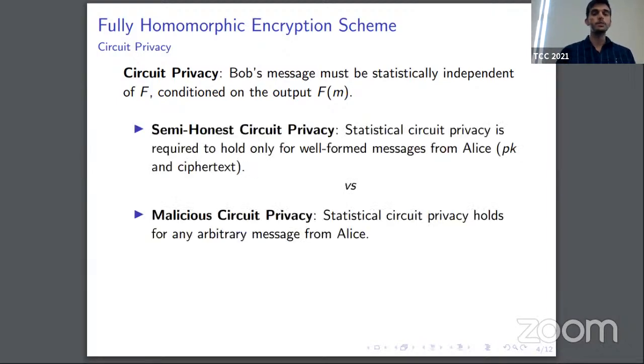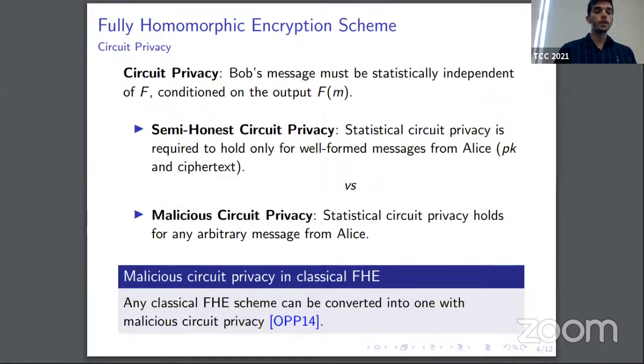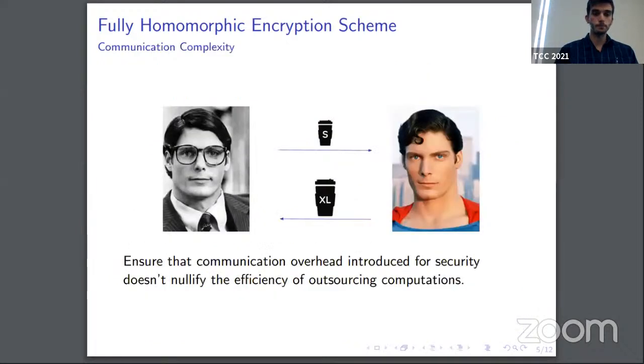When talking about circuit privacy, we can refer to either semi-honest circuit privacy, which is basically circuit privacy for only honestly generated messages from Alice, or to this stronger notion of malicious circuit privacy, where circuit privacy holds for any arbitrary message from Alice. For classical FHE schemes, in this paper by Ostrovsky et al., they show how to convert any semi-honest circuit private FHE into a malicious circuit private one.